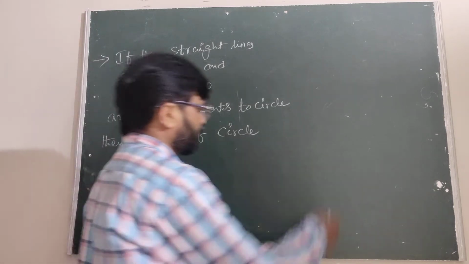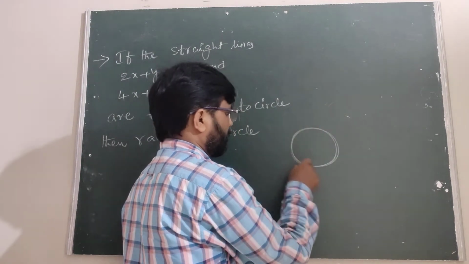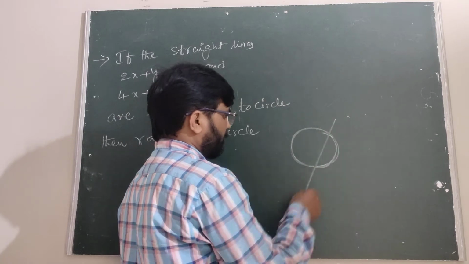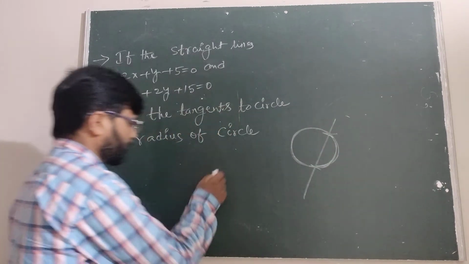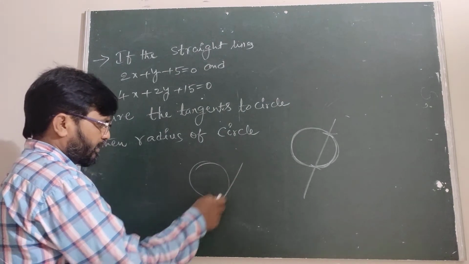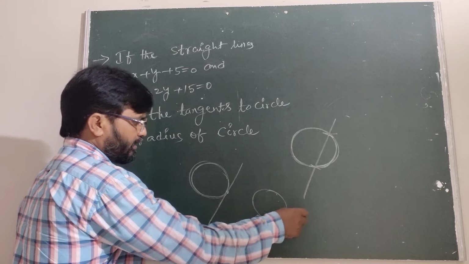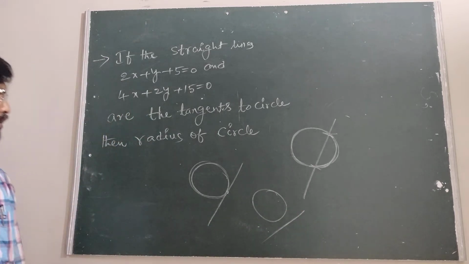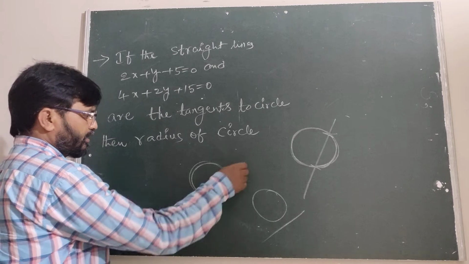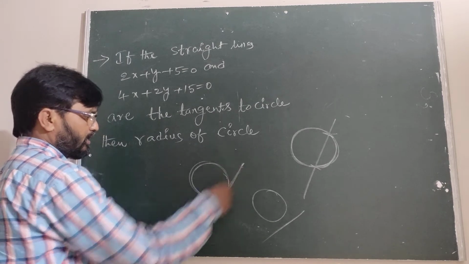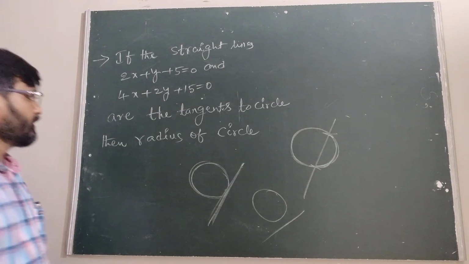Here, we have to know that the line and circle can intersect in two distinct points. Here the line touches the circle at one and only one point. Here the line neither touches nor meets the circle. When the line touches at one and only one point, it is called a tangent. Is it clear?